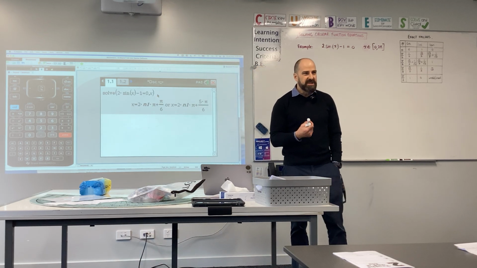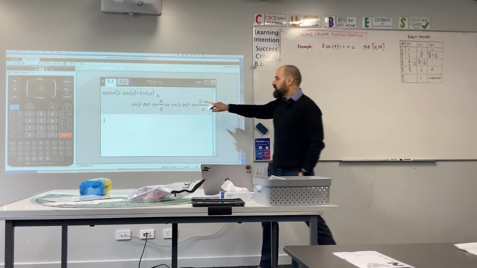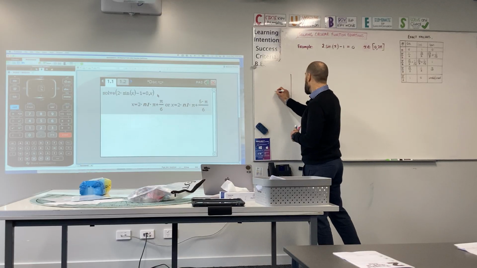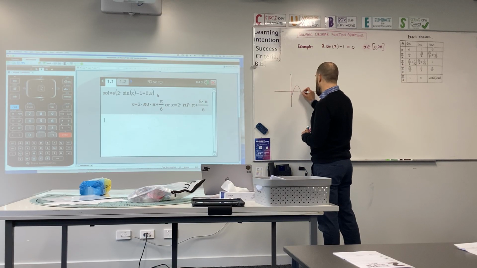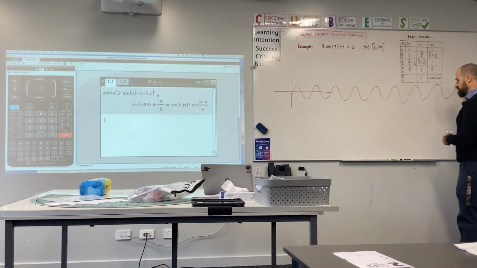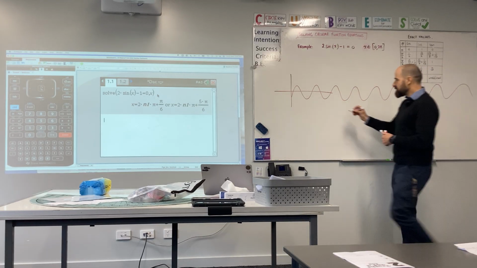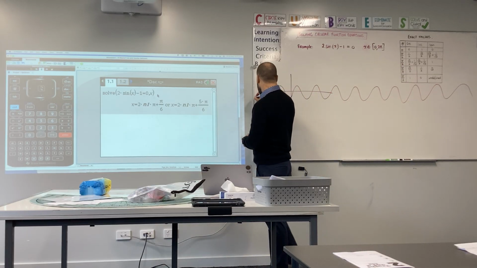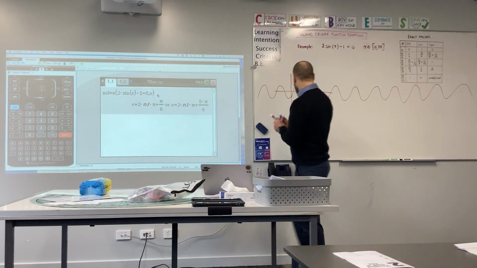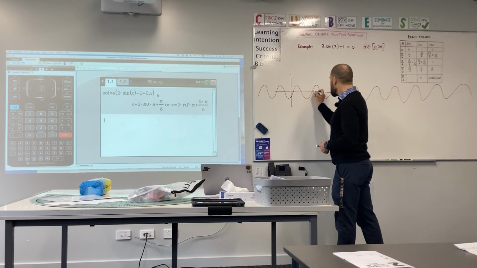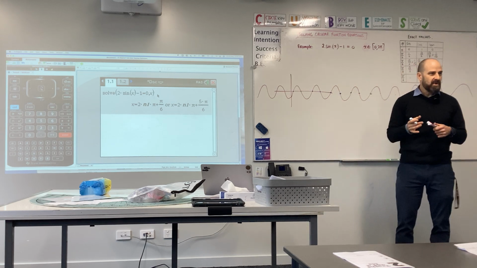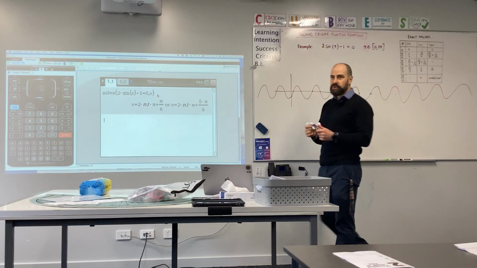Your calculator gives the general solution. The reason it does this is because technically this sine graph goes like this, doesn't it? And it also goes like this way. Yeah? So when I'm asking when is it 0, it's 0 here, here, here, here, here, here, here, here. You get the idea, right? There's an infinite number of solutions.